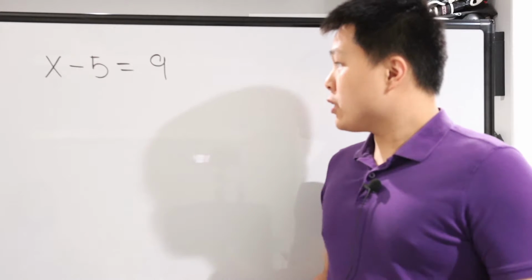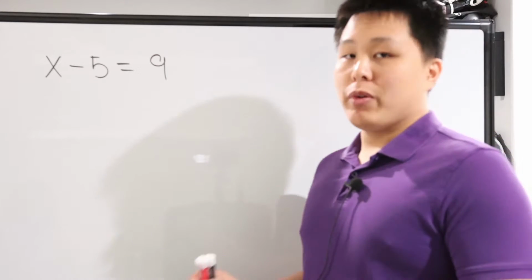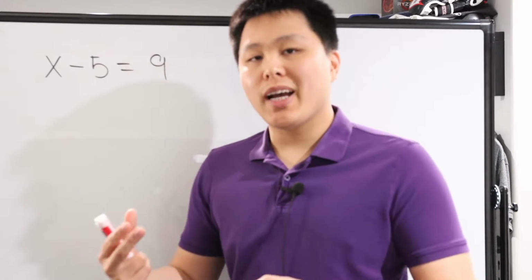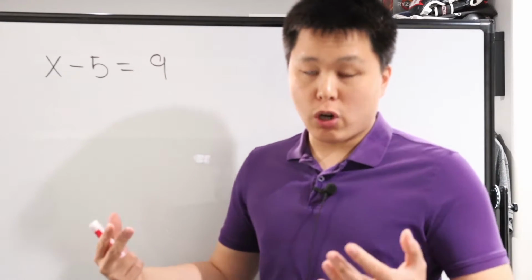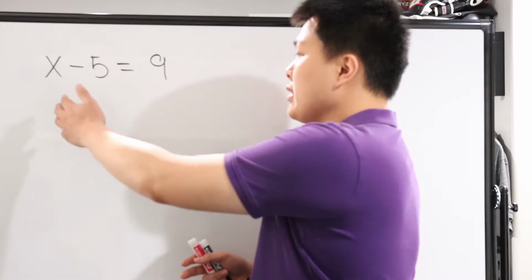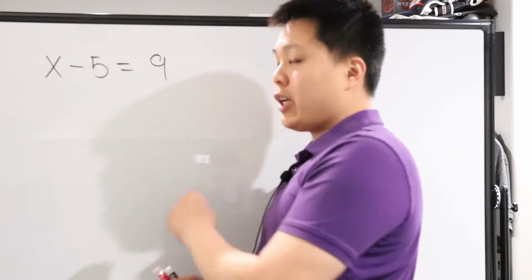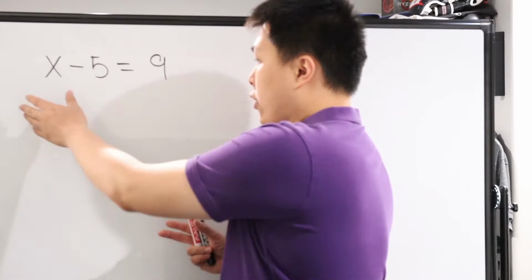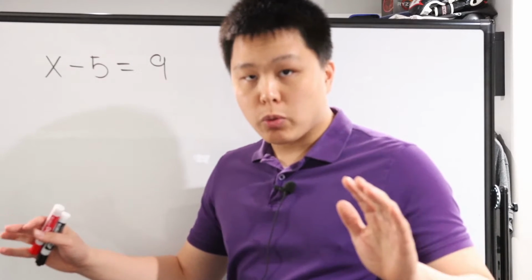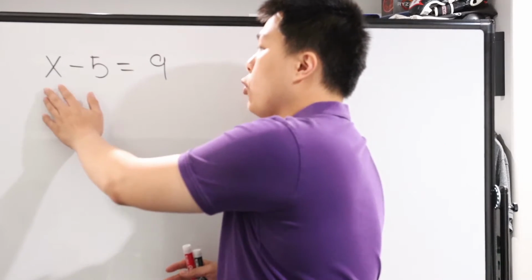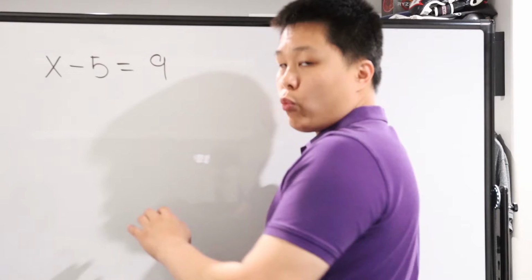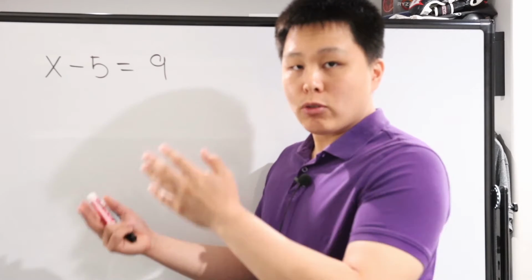So I'm going to start off with this problem. This is a fairly easy problem, just so you can get used to the idea of doing the opposite to solve for the variable. In this case, we have x minus 5 equals 9. Once again, we want to isolate our variable, x. That's the only variable we're worried about, the only one we're solving for. So we want x on one side of the equation, everything else on the other.